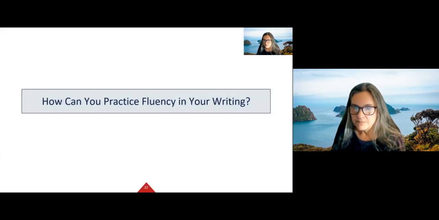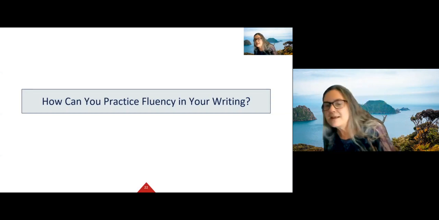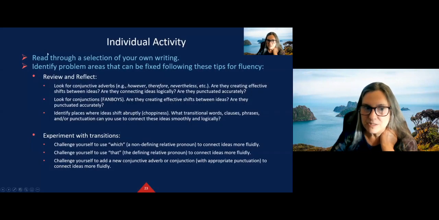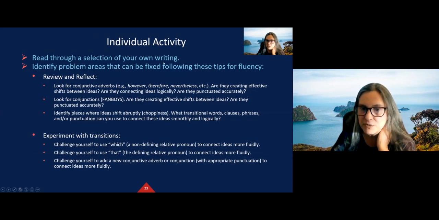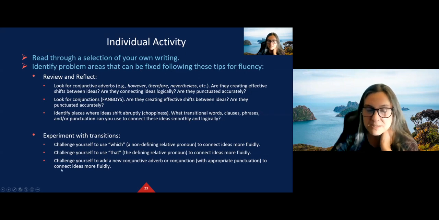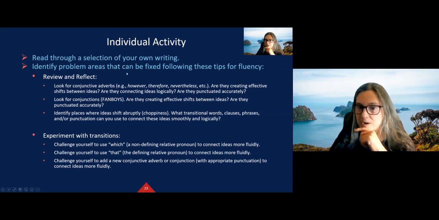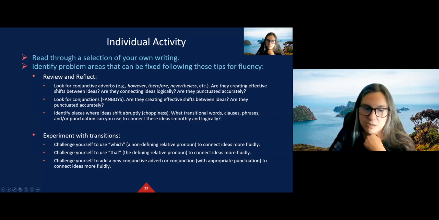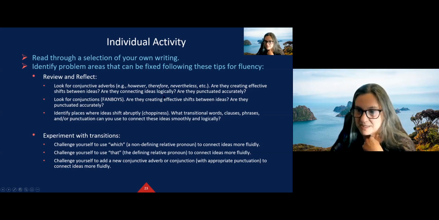Okay. How can you practice fluency in your writing? Well, obviously, we've been doing some of that. So just to recap, here's something you can do. Read through a selection of your own writing and try doing some of what we did. Identify problem areas that can be fixed following these tips for fluency. For instance, look for conjunctive adverbs. Are they doing their jobs? Are they connecting ideas logically, creating effective shifts between ideas?